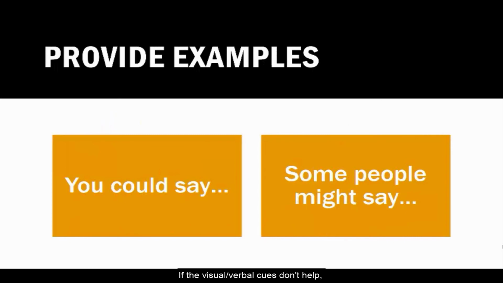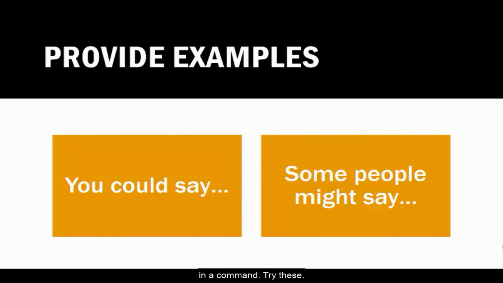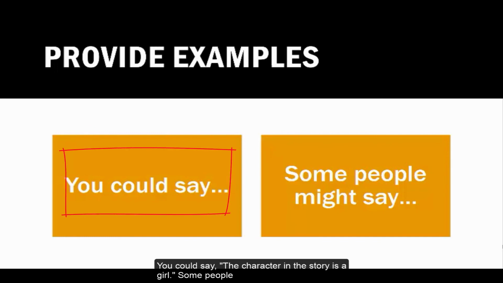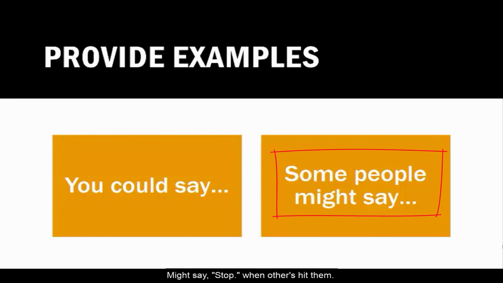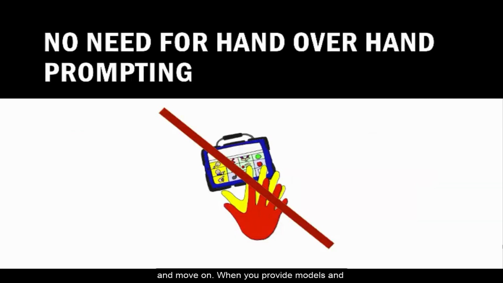If the visual and verbal cues don't help, here are some examples. Remember, communication comes from within each of us. Don't tell him what to say in a command. Try these. You could say, the main character in the story is a girl. Some people might say, stop, when others hit them. If still no response, go ahead and model for him and move on.